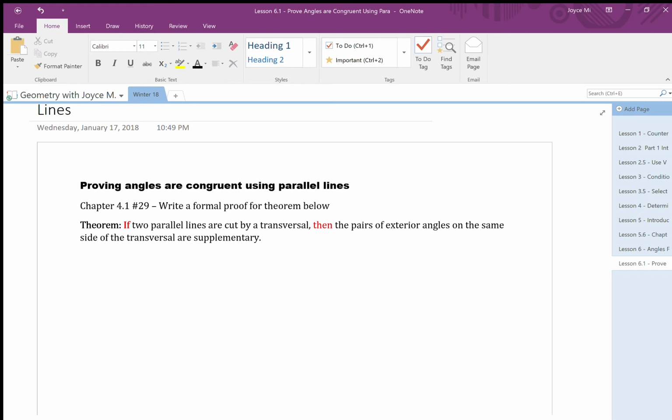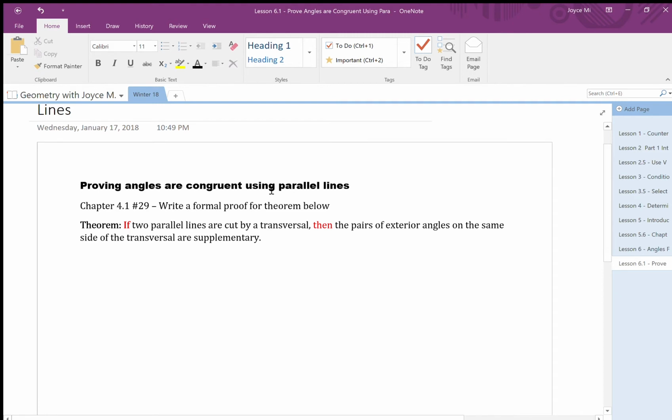Hi, in this lesson, I'm going to go over the proof that same side exterior angles are supplementary, given that two lines are parallel. This is homework question number 29 in section 4.1. So here goes the proof.